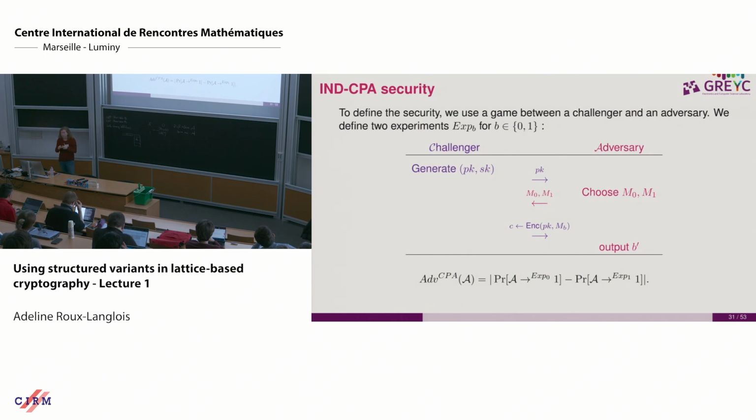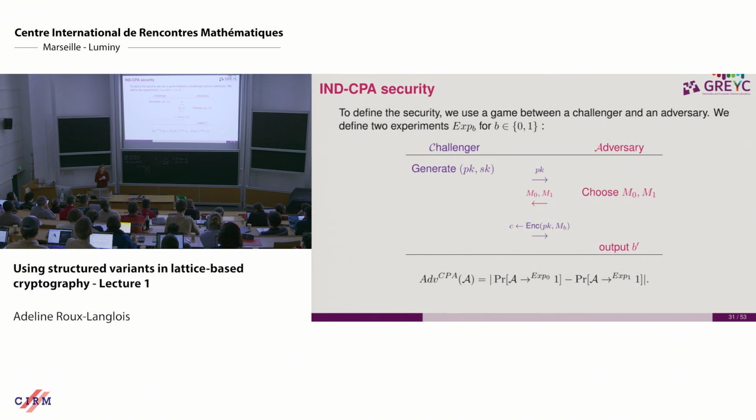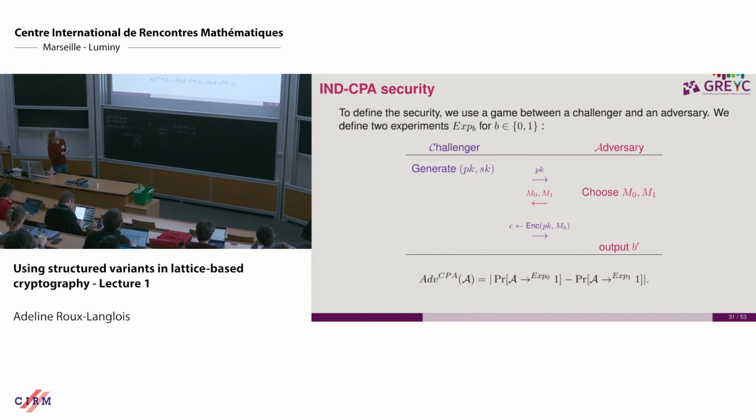So to have that, I need the ciphertext to look uniform. Then I will be sure that if I cannot distinguish it from a uniform distribution, then I cannot learn any information from my ciphertext. And to model this, we use games between a challenger and an adversary. So the adversary tries to attack the scheme, and we model his interactions with the challenger by a game, which kind of looks like what would happen in real life.